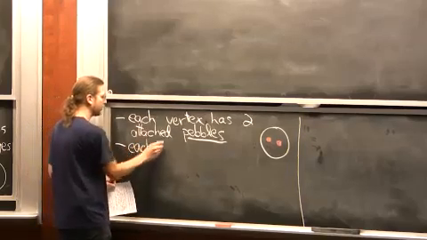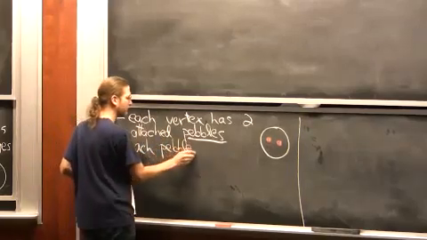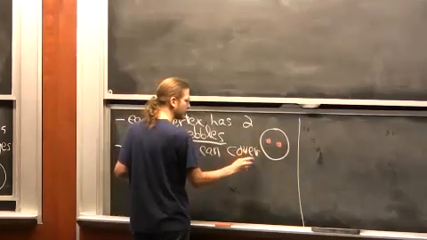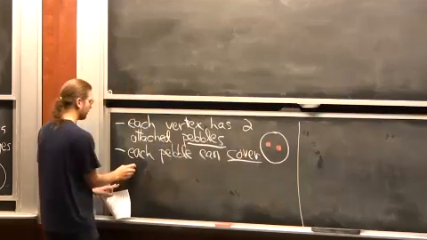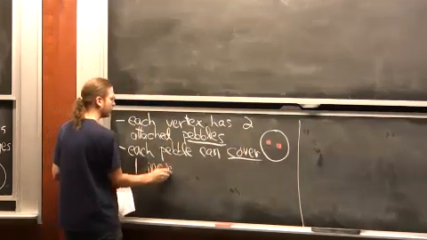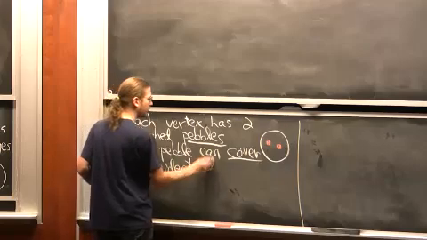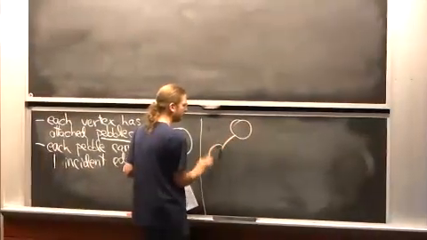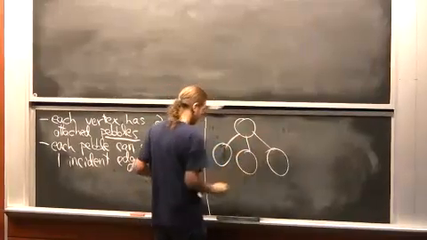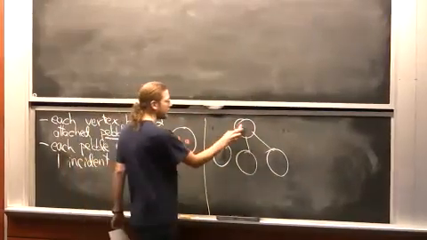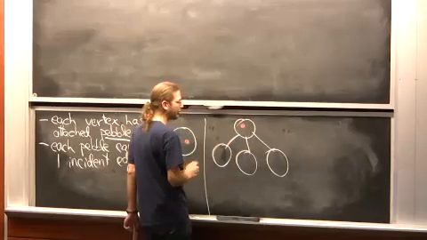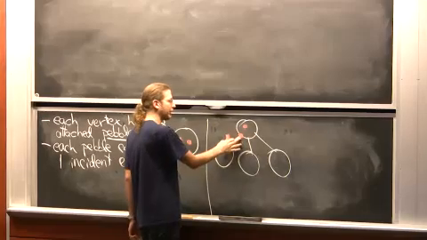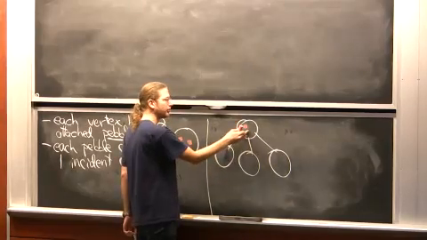Each pebble can cover one incident edge. So for example, here's a little graph. I could take, maybe I leave one of the pebbles in the middle. I can move one of the pebbles to cover one of the edges. So I'll put it at this intersection to denote it's covering this edge, but it still belongs to this vertex.